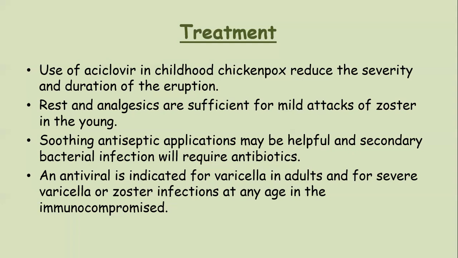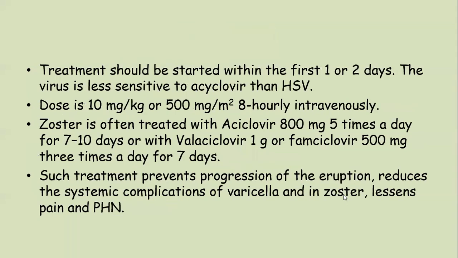But in adults, the treatment with acyclovir is a must, because their chances of post-herpetic neuralgia are very high, and it should be given to every patient who is immunocompromised, because it can lead to disseminated and severe infections. Treatment should be started as early as possible, within 1 to 2 days.